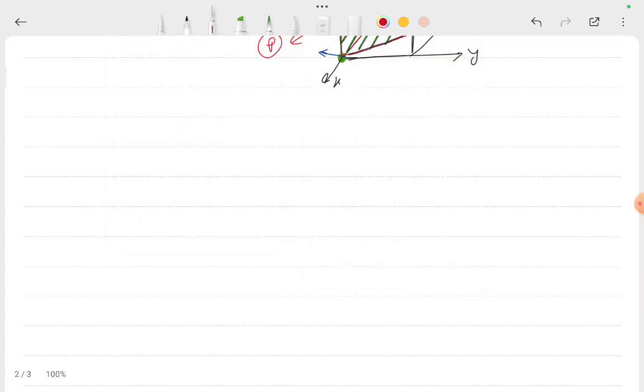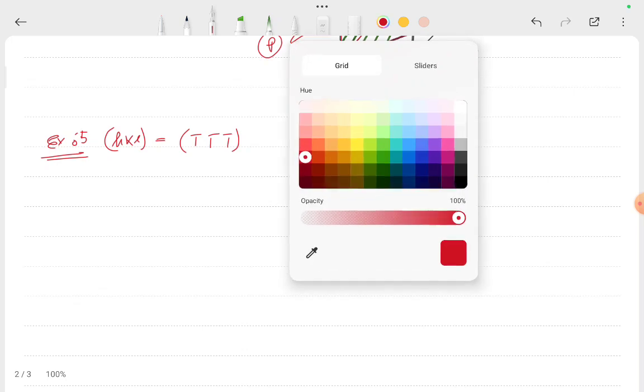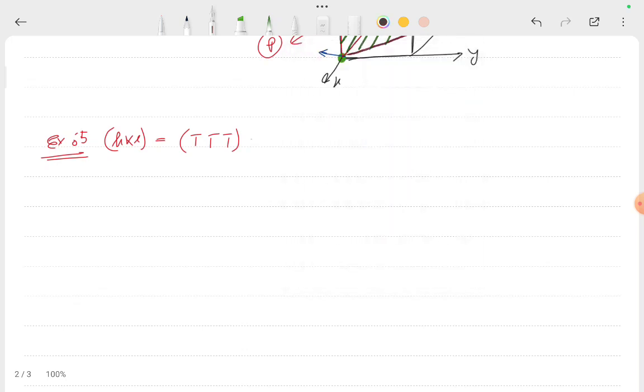This is example number 5. Here given HKL equals 1 bar 1 bar 1 bar. Okay, so first we calculate the intercept.